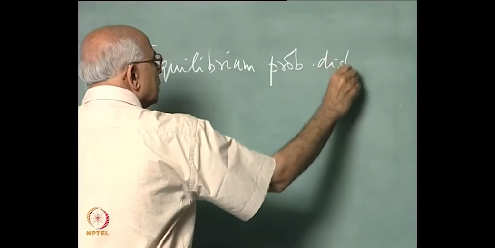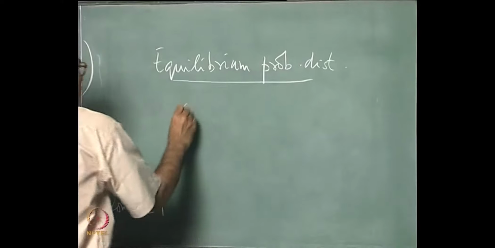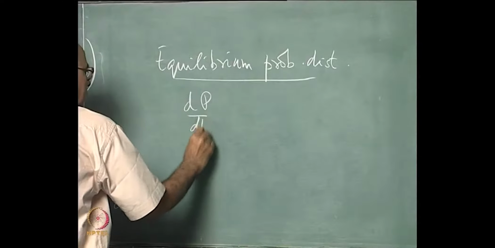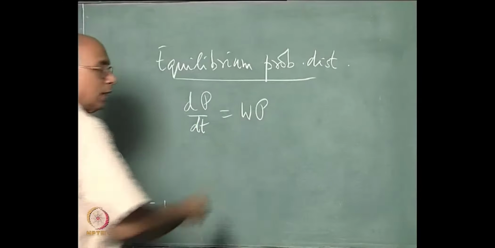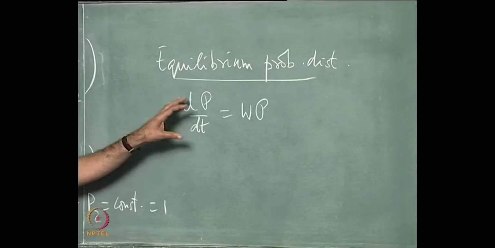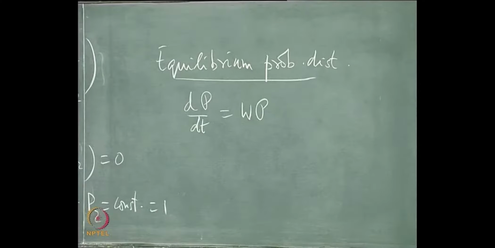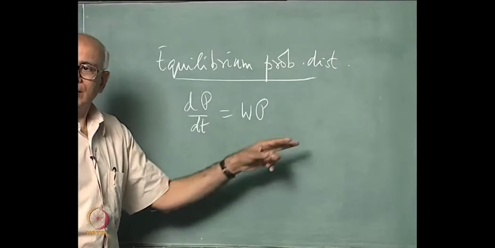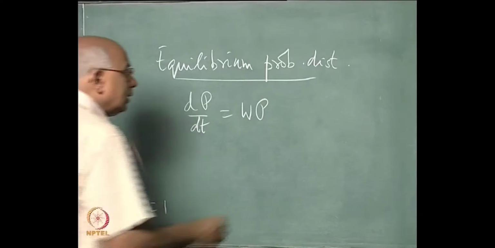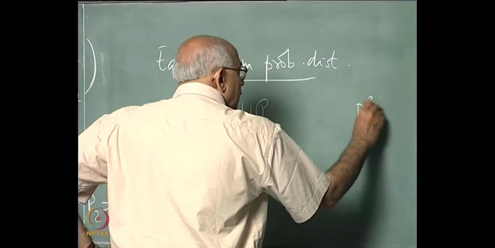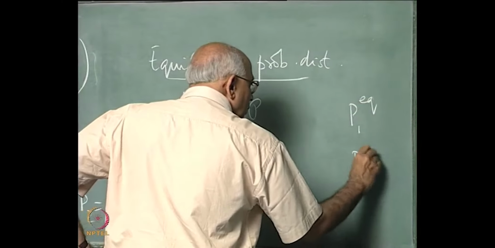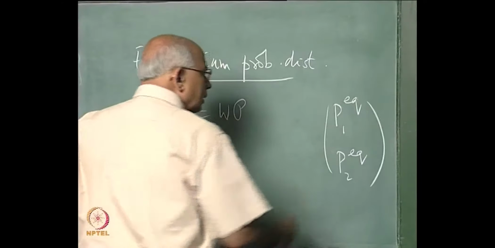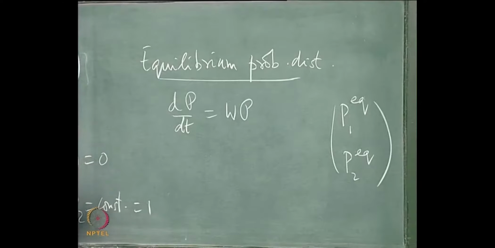Equilibrium probability distribution, what would that be? Well, exactly as in the case of dynamical systems, we essentially have a system which looks like this, and in equilibrium this should be 0 in the stationary state. So you want Wp to be 0, and let us call this P1 equilibrium and P2 equilibrium. This column vector tells me what the equilibrium distribution is between 1 and 2. What would that be for this process?